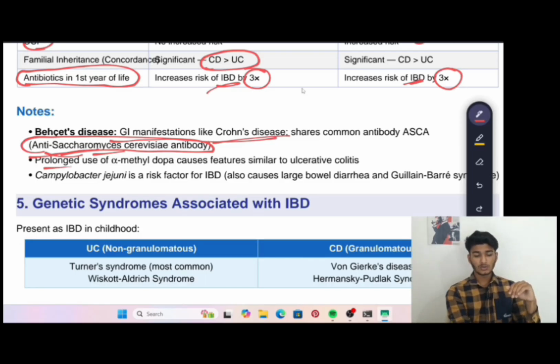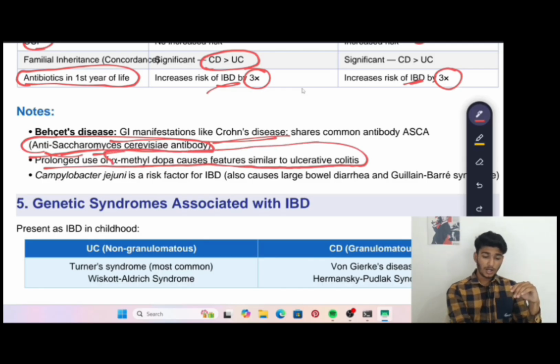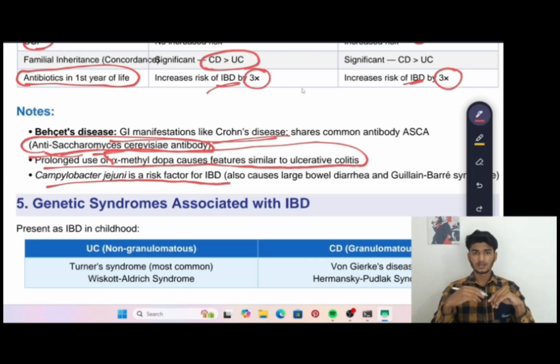Prolonged use of alpha-methyl dopa causes features similar to ulcerative colitis. Alpha-methyl dopa will cause the same features. Campylobacter jejuni is a factor for IBD, inflammatory bowel disease. Campylobacter, we learned in microbiology.